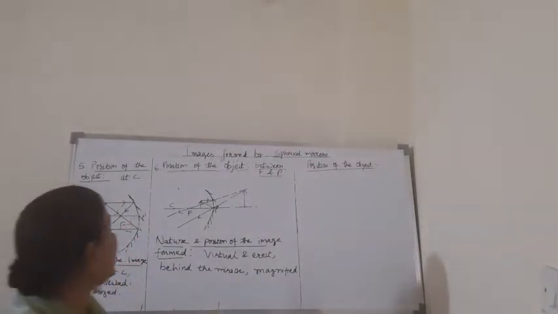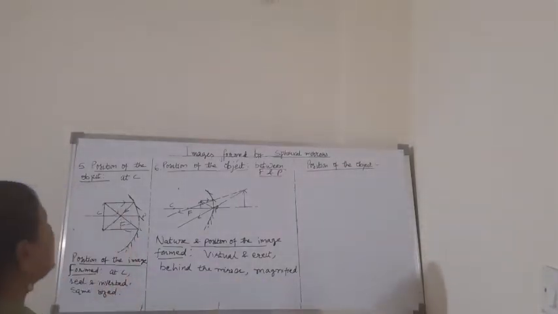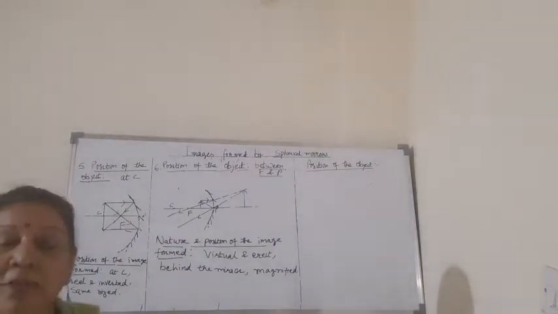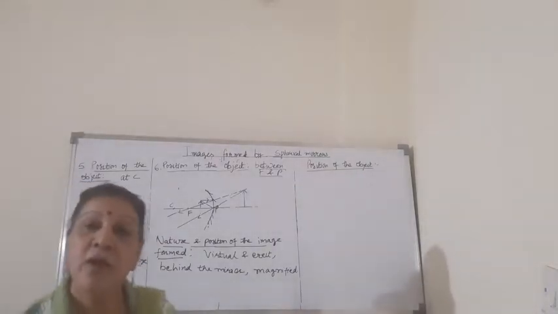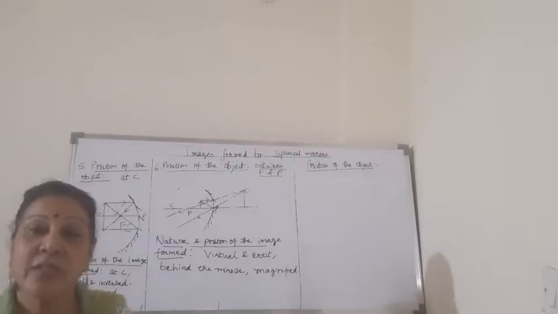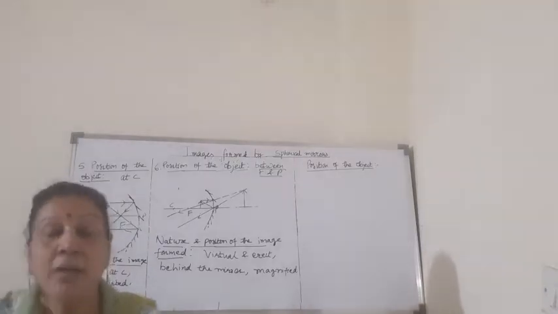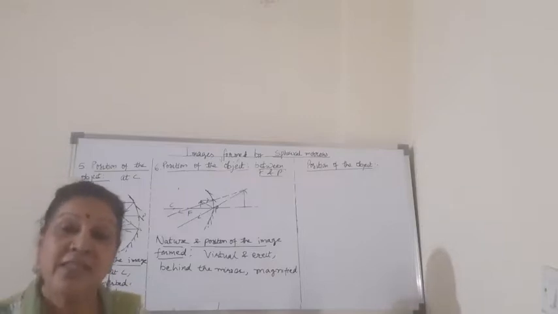Now, this is all about the image formation by a concave mirror. All the 6 positions, if you remember the way I have drawn it here or I have explained you here, if it's in the same sequence, it's easier for you to remember.